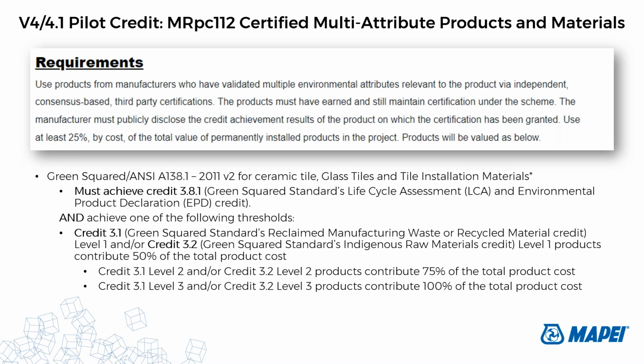So LEED requires that a product have an LCA or an EPD as a minimum. And this is an optional credit under the Green Squared certification. And in order to qualify for this pilot credit, LEED also requires that the product have some recycled content, and there are minimum thresholds that have to be met.